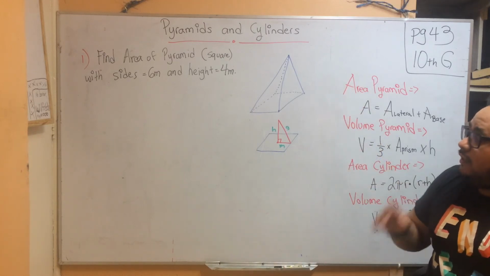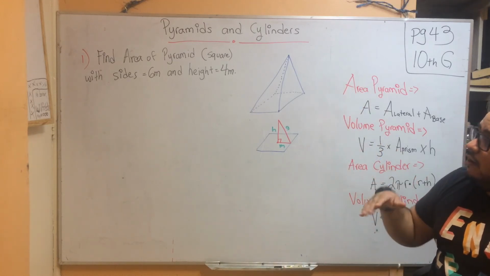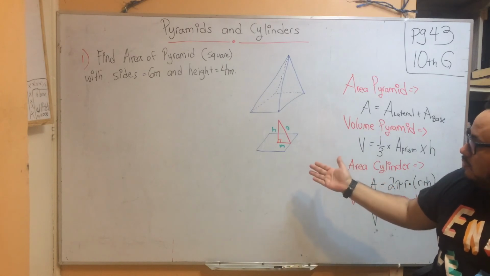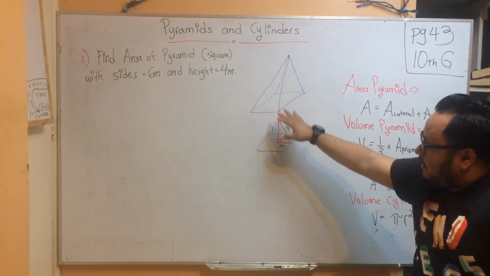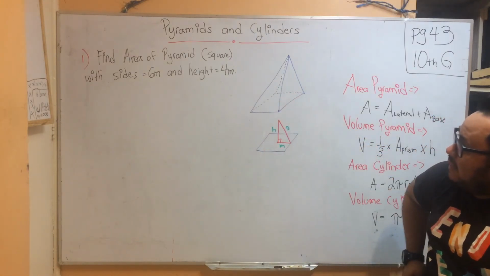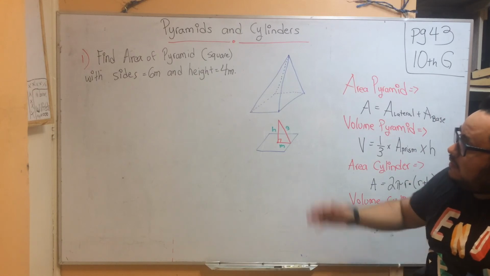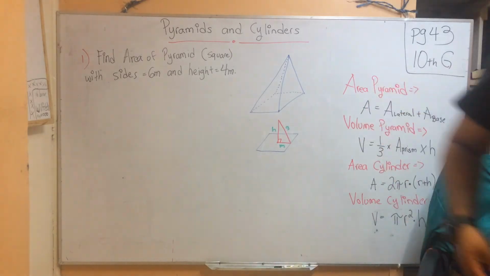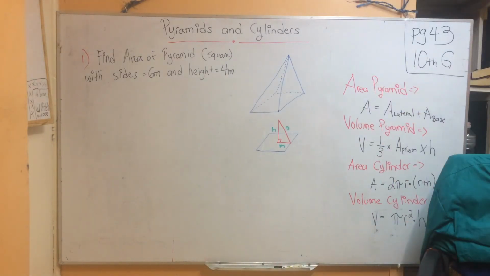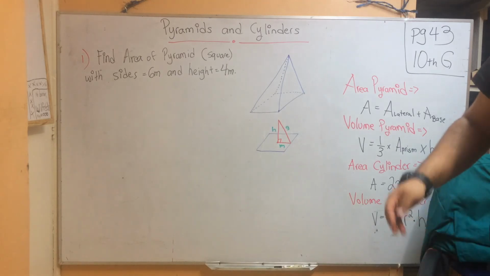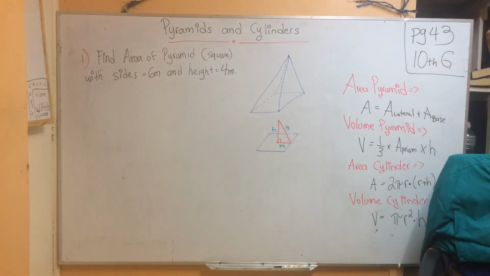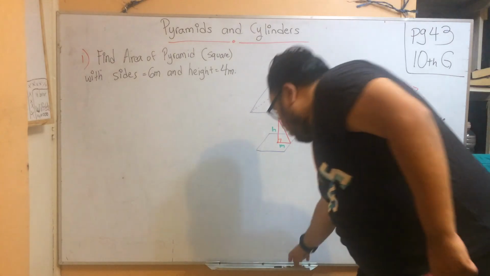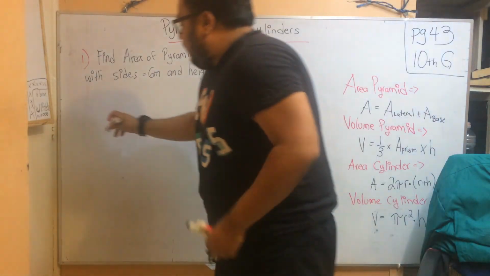So let's work on finding the area of the base first. We have a square base, and we know that the side of the square is 6 meters. Since we know it's a square, we know that the sides are all equal. And what is the area of a square? Side squared. So let's work on the area of the base first.